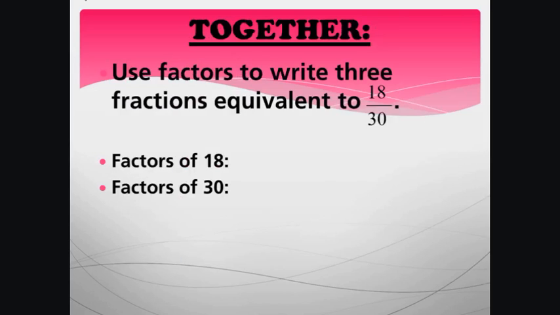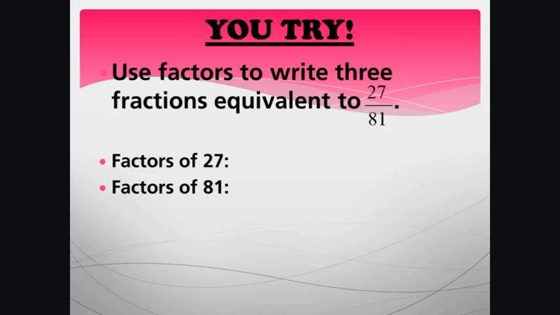So let's go ahead and do an example together. We're asked to use factors to write 3 equivalent fractions of 27/81. So the first thing we need to do is list out all of the factors of 27, which are 1, 3, 9, and 27.